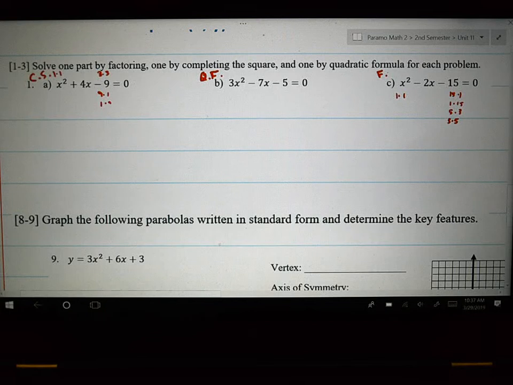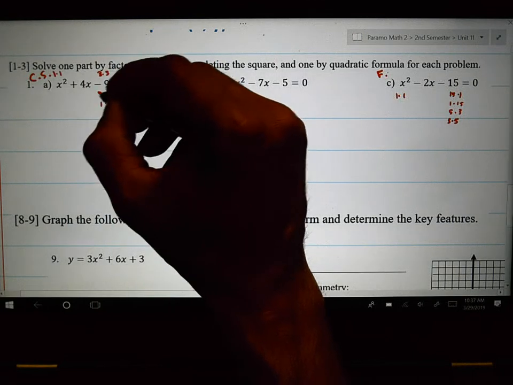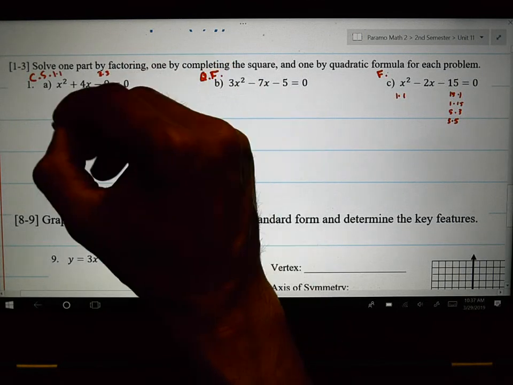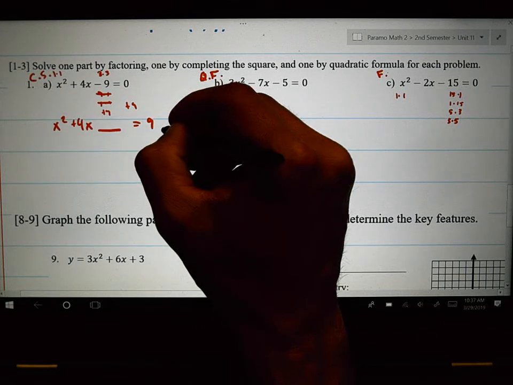Once you figure out what you're going to do, then you do it. Let's complete the square. Let's move the 9. Let's add 9 to the other side. X squared plus 4x underscore equals 9 underscore.